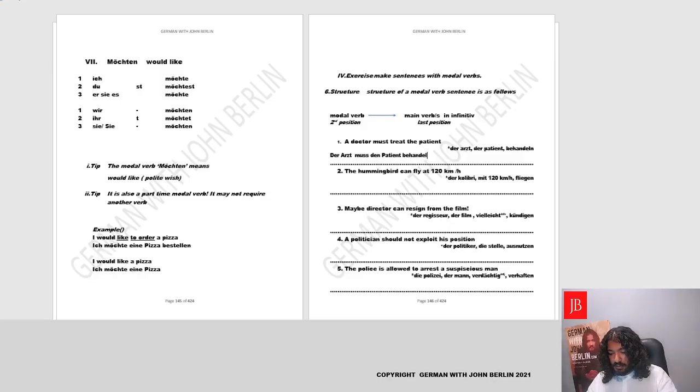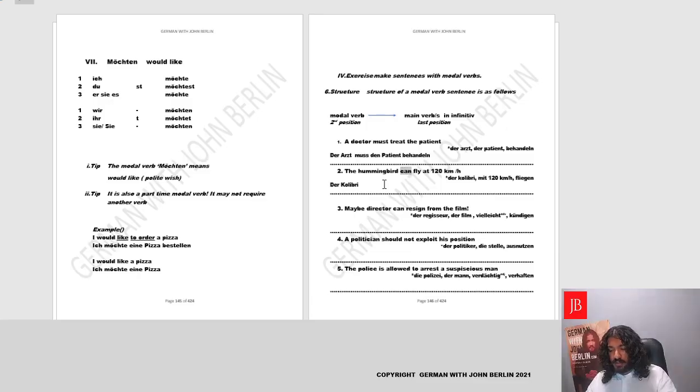Perfect. Okay. The hummingbird can fly at 120 kilometers per hour. Okay, fantastic. So we have the hummingbird. It's called Kolibri in German. And we'll conjugate for Kolibri. It's singular. It's third person. So it's der Kolibri, masculine. Now we'll conjugate the verb can. Now the verb is können.